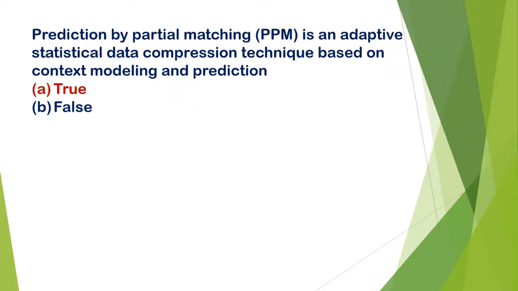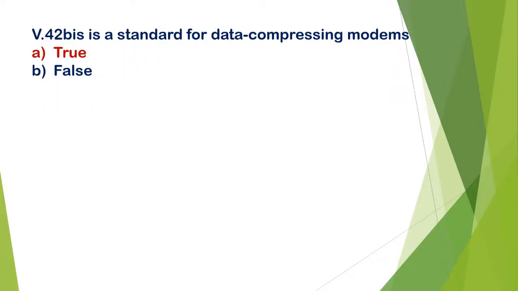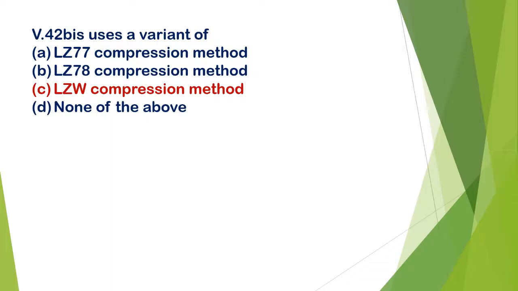Prediction by partial matching (PPM) is an adaptive statistical data compression technique based on context modeling and prediction. A. True, B. False, and the correct option is A, true. V.42 bis is a standard for data compression modems. A. True, B. False, and the correct option is A, true.